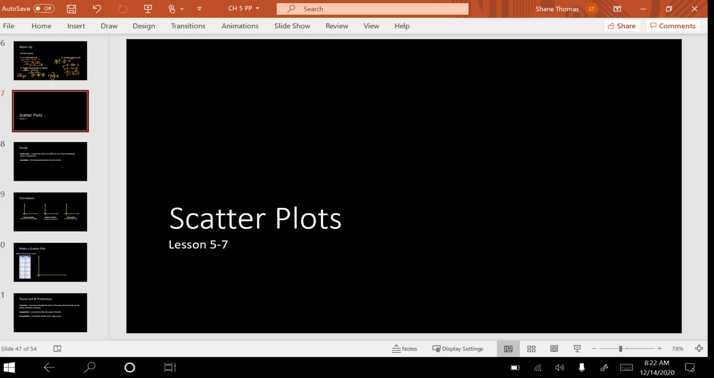So 5-7 is scatter plots. This is the last one for this chapter. Anybody tell me what a scatter plot is? Hand is up. Go ahead.